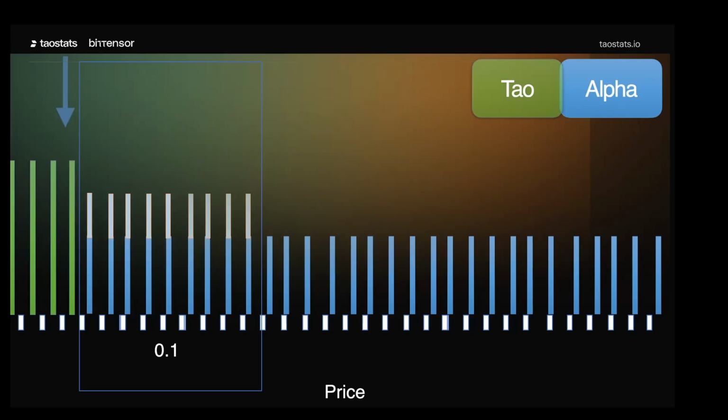If it goes the other way, now you have no tau and it's all alpha, but the price of the alpha has gone down. So it is important to track your liquidity pools and make sure that you're still in the range so that you're still earning fees. And then if you've gone out of that range, maybe you want to rebalance and get back into the range.